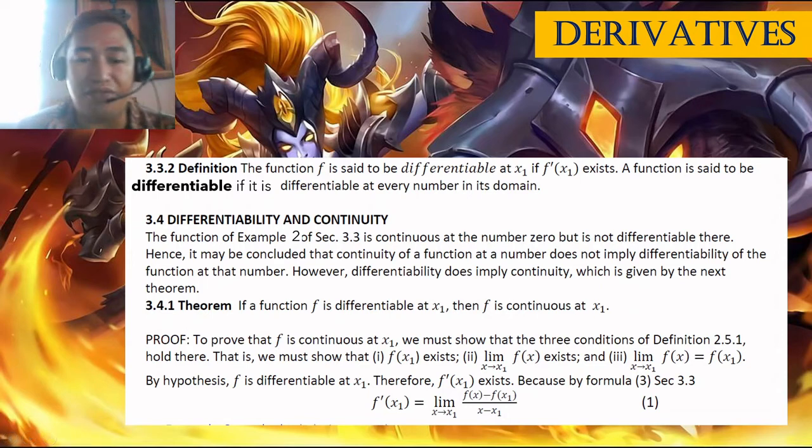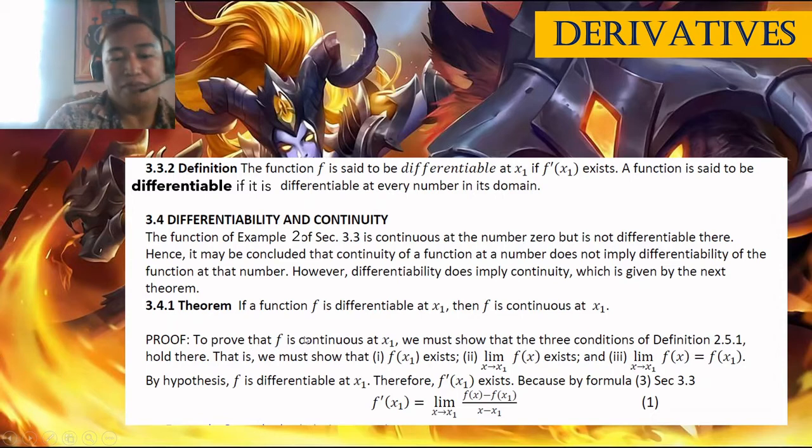So, here is Theorem 3.4.1. If a function f is differentiable at x sub 1, then f is continuous at x sub 1. Proof: to prove that it is continuous, we must show the following three conditions. First, f of x sub 1 exists. Second, the limit of f of x as x approaches x sub 1 exists. And third, that limit equals f of x sub 1.